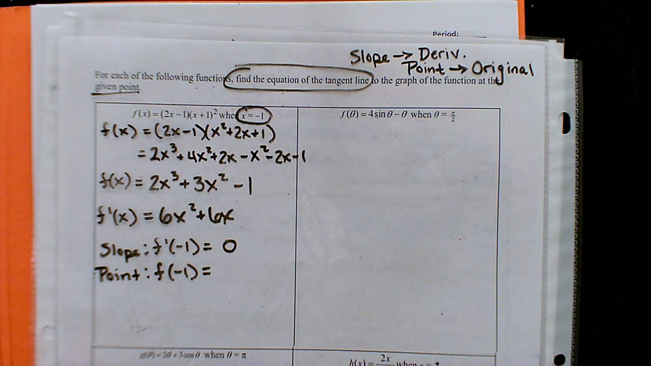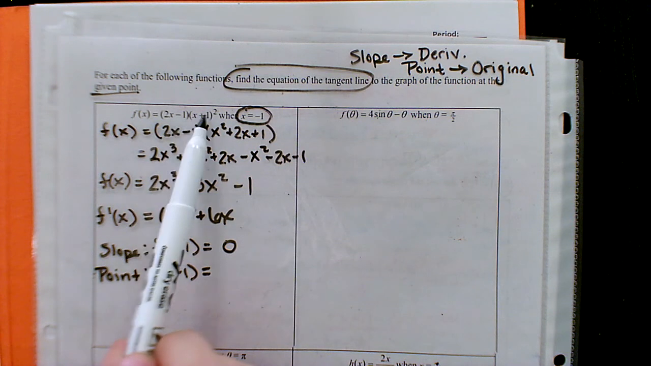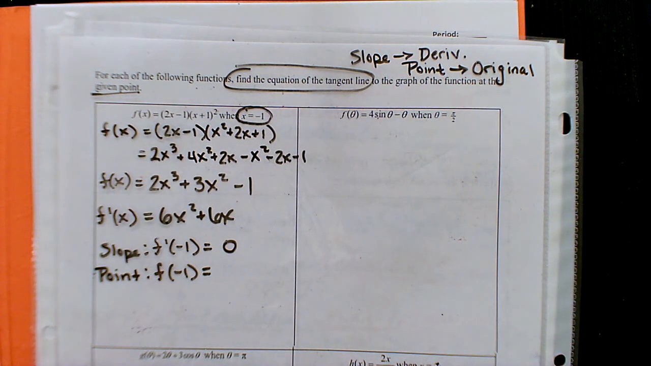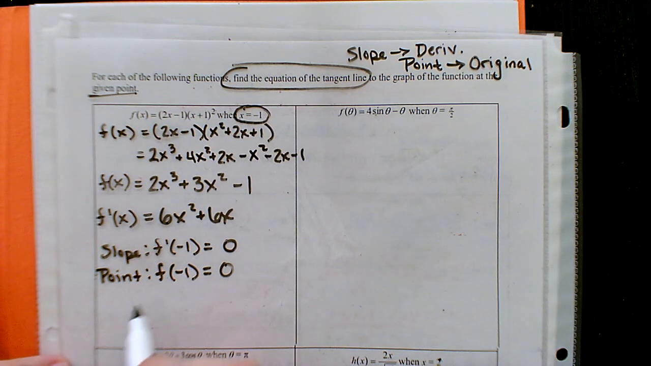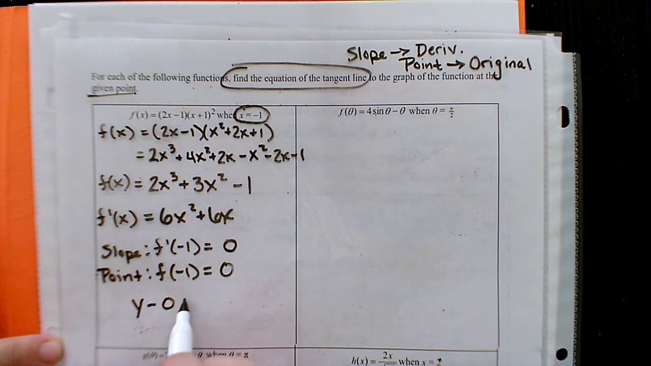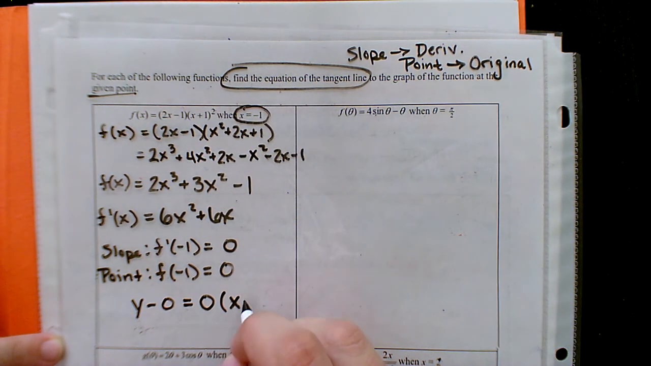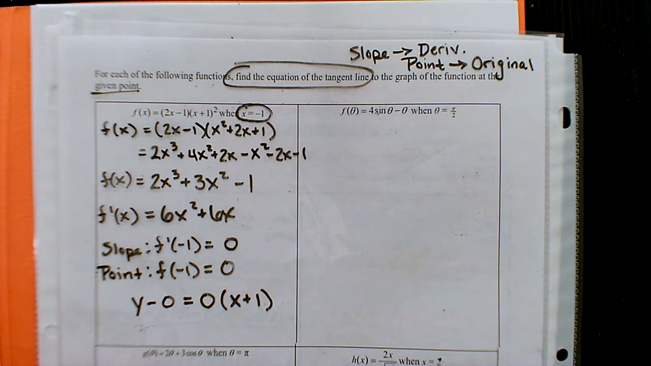And if we plug -1 into the original equation, either the way it was written at the very top or into how you expanded it, it really doesn't matter because they should both represent the same y value. Are we going to get 0 for that one too? So the equation: we have y minus 0, which was our point value, equals the other 0, which is the slope, times x plus 1.